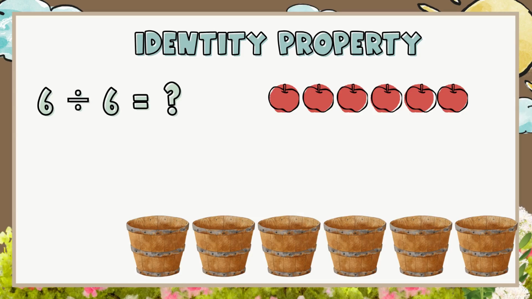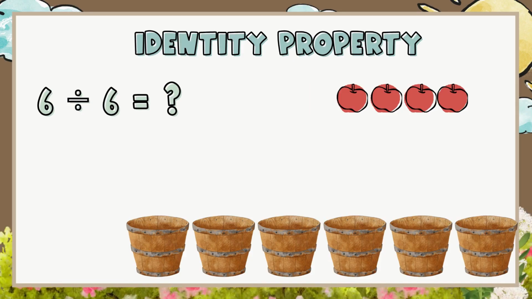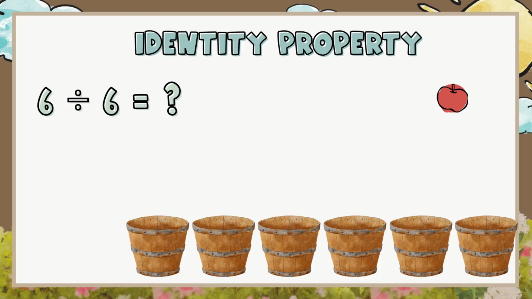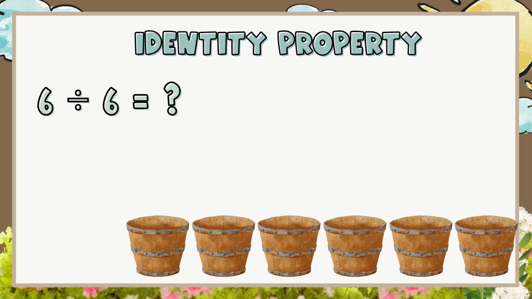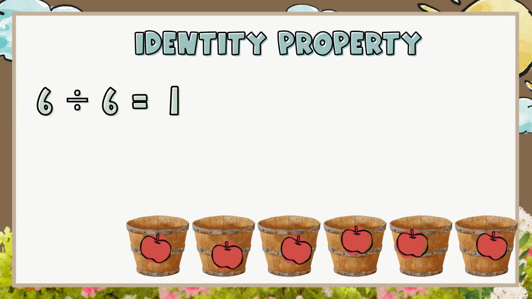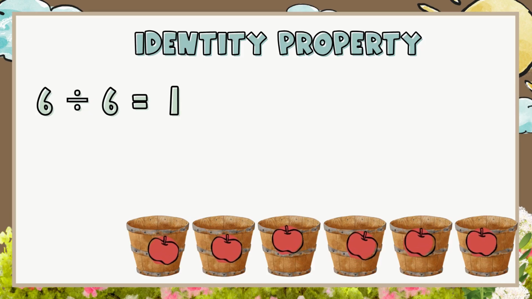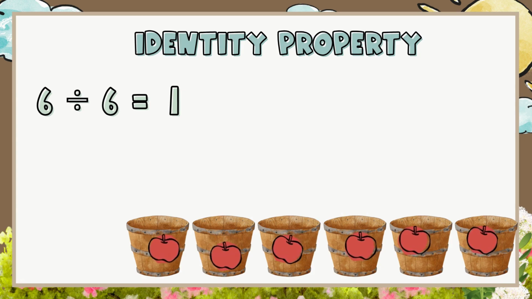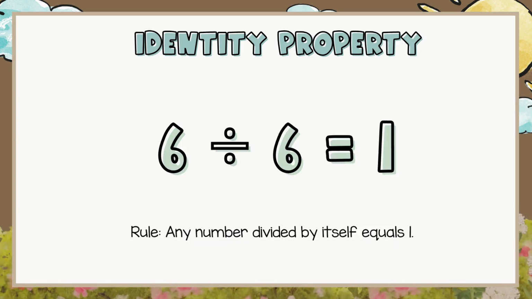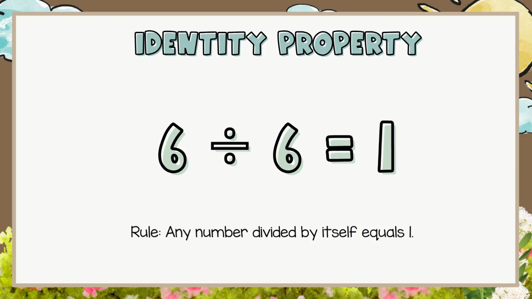So now ask yourself, how many apples will be in each bucket if I split them up? Let's see. 1, 2, 3, 4, 5, 6. So can you take a guess as to how many apples will be in each bucket? That's right, 1. Because we have 6 items and we have 6 buckets, there will be 1 item per bucket. So the rule states that any number divided by itself equals 1. Isn't that easy?